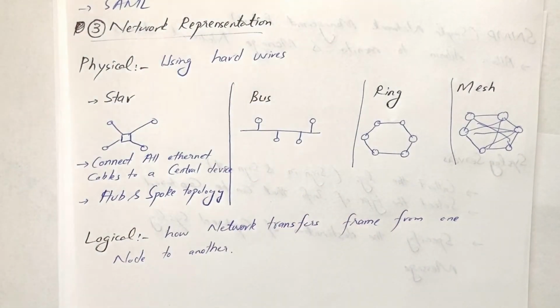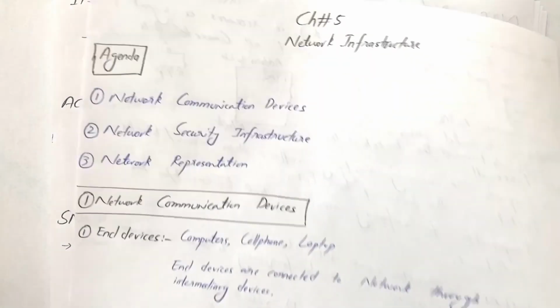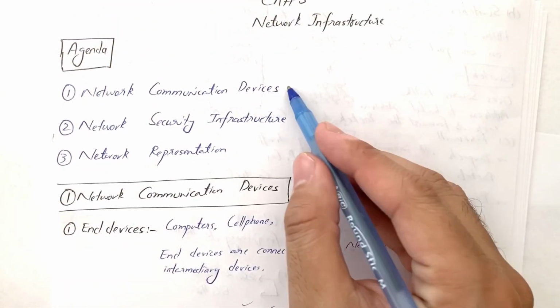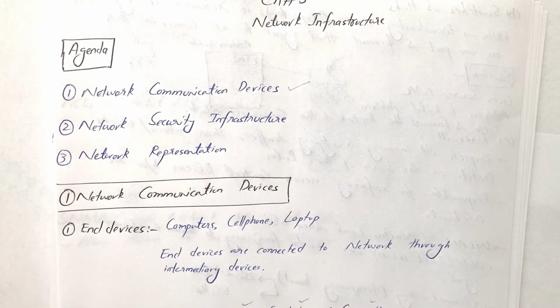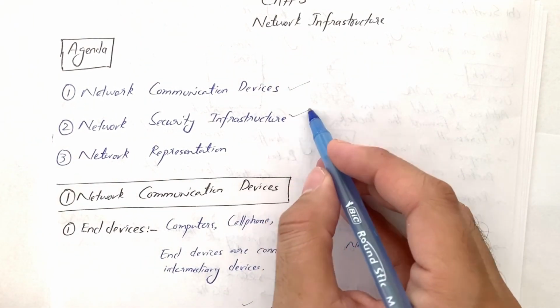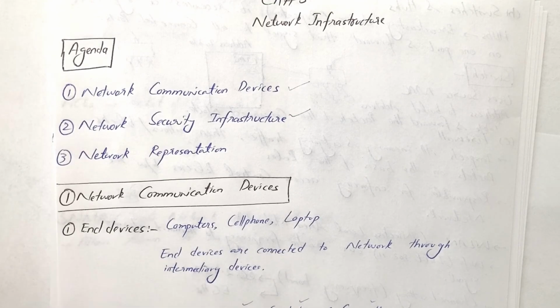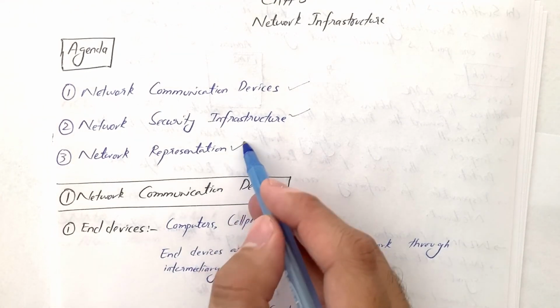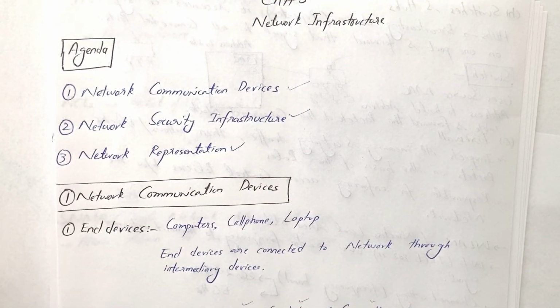Okay, so that's it about chapter number 5. Mainly we discussed three things: network communication devices, all of them. Then we talked about network security infrastructure: firewall, IDS, access control list, NTP, and other protocols. And lastly, I discussed the two types of network connections, physical and logical, and we discussed star, bus, and other topologies in the physical network connection.